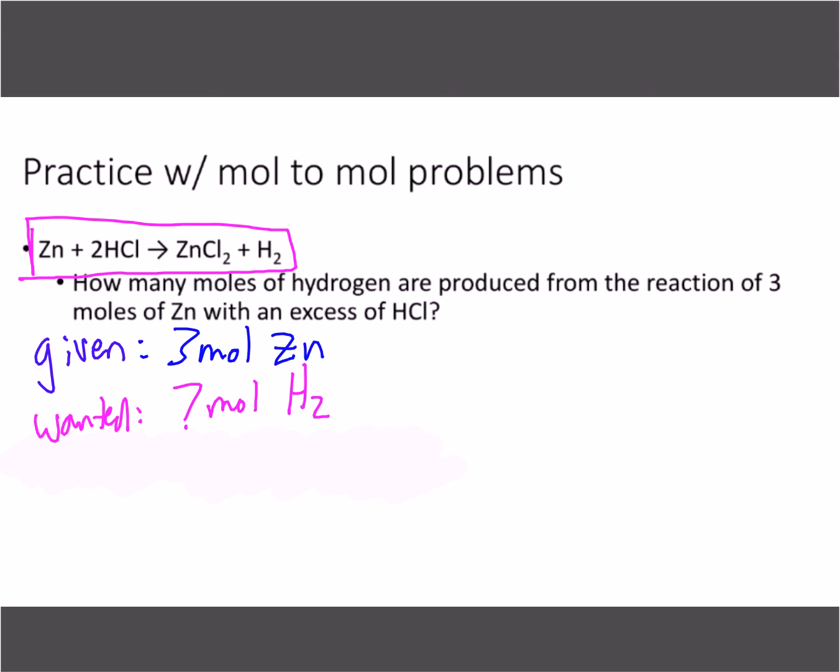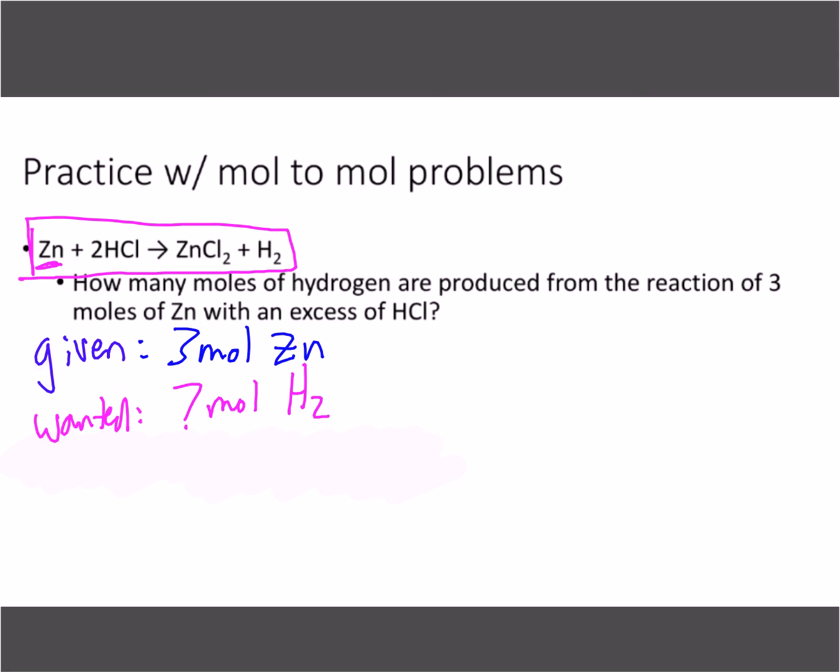Okay, so we have 3 moles of zinc is what we're starting with. Different type of reaction. Who can tell me what type of reaction this is? It's not a decomposition. It's a what? Not a double replacement. Single replacement, right? Because we got a single element coming into a compound, and then a new element's produced. So, how do we do this?